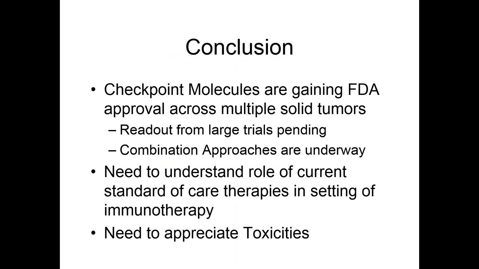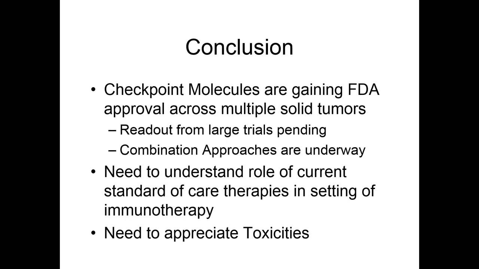So slide 90, please. In conclusion, I think that immunotherapy is gaining FDA approval across multiple solid tumors, and a readout from large GBM trials is still pending for things such as checkpoint inhibitors. There are now combination approaches underway that I think are very exciting. There are other immunotherapies that have also had some exciting results, such as the chimeric T cells, not only from City of Hope, but Dr. O'Rourke, for example, at the University of Pennsylvania, has some very interesting chimeric antigen receptor T cell trials too. But I think it's not just these checkpoint molecules, but other immunotherapy approaches that are promising.